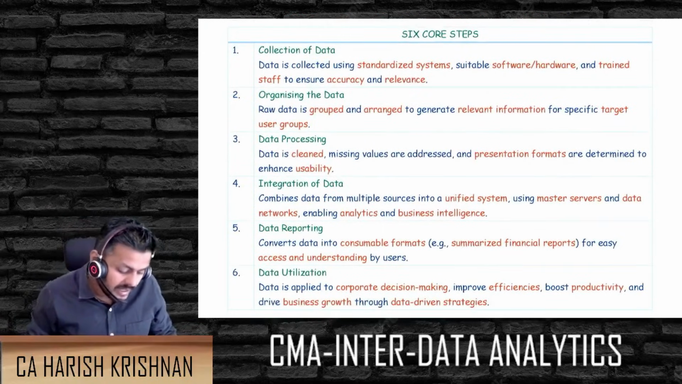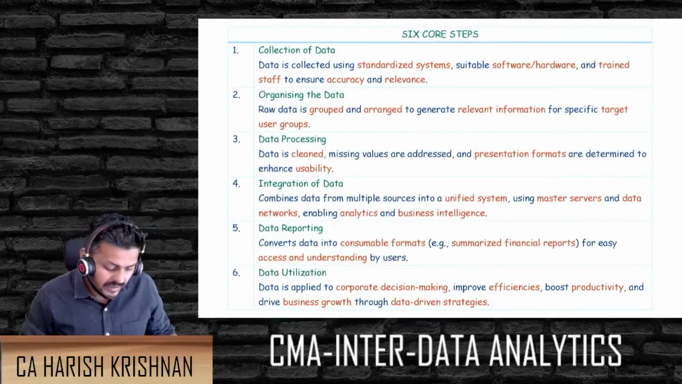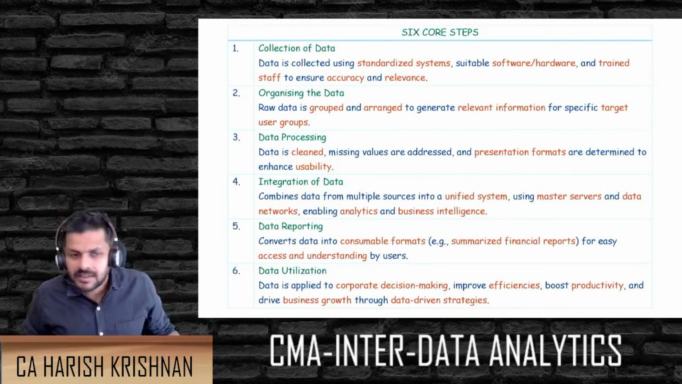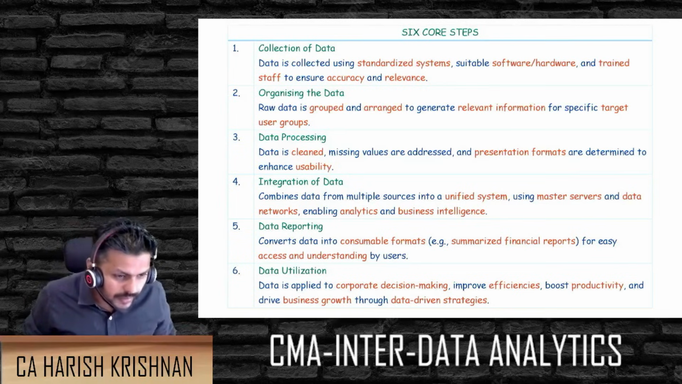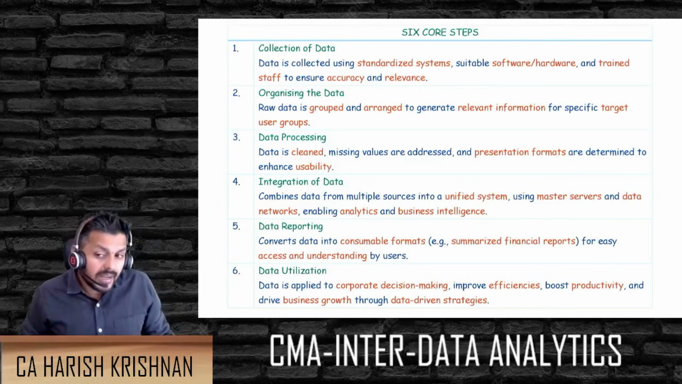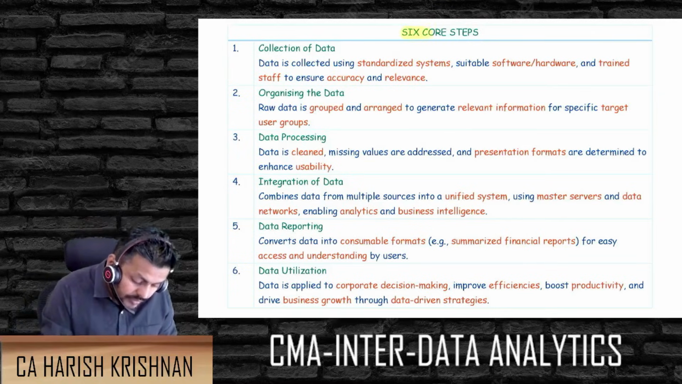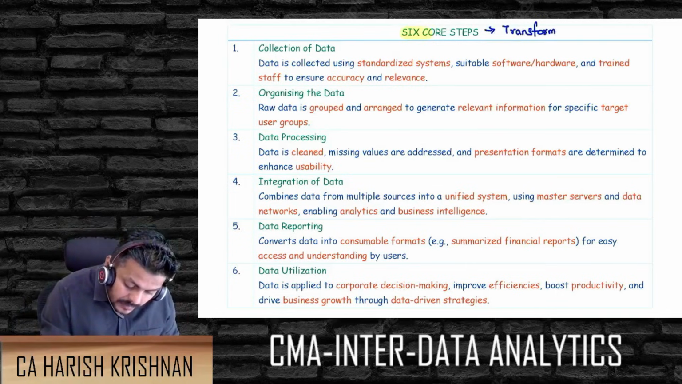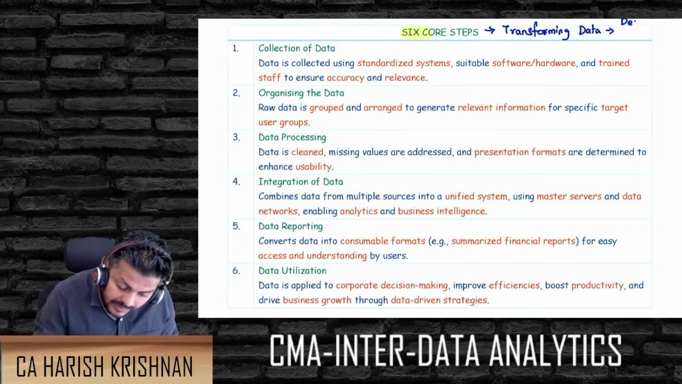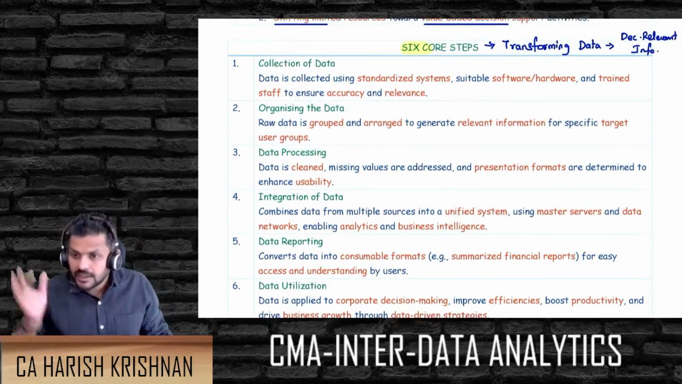Let's understand the 6 core steps that are there. Guys, concentrate. First, very, very easy. What are the 6 core steps involved in transforming data into decision relevant information, not normal information? Remember the question. What are the 6 core steps in transforming what into what? Data into decision relevant information. So this is a very important point to be discussed.